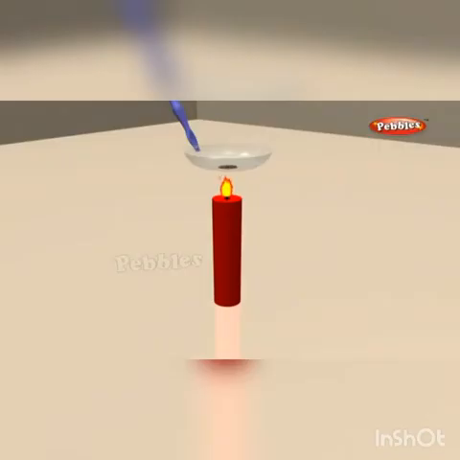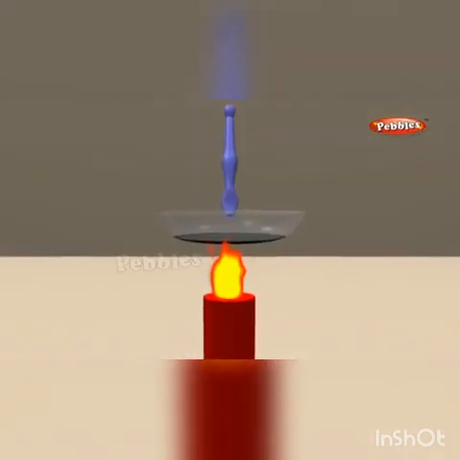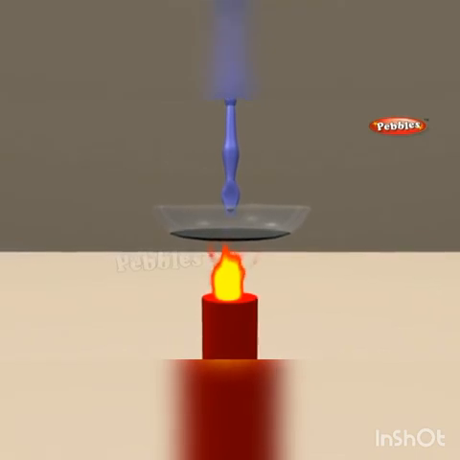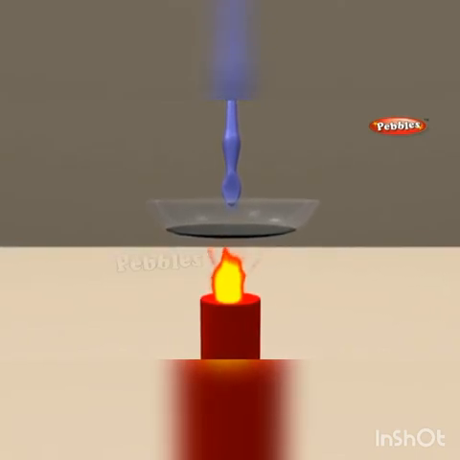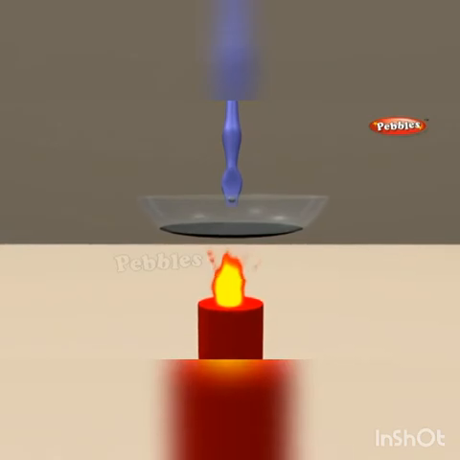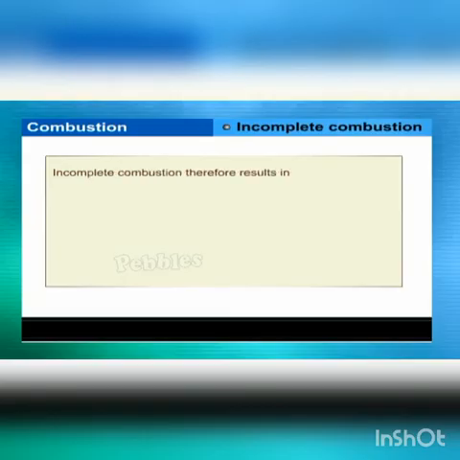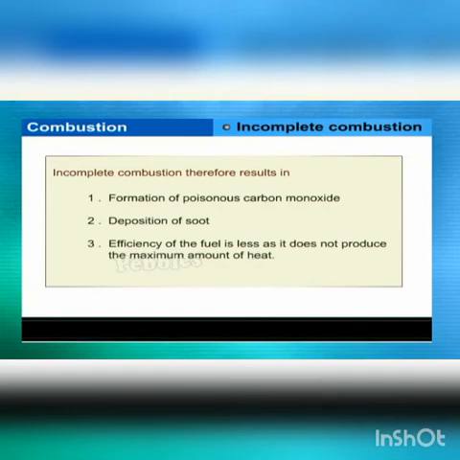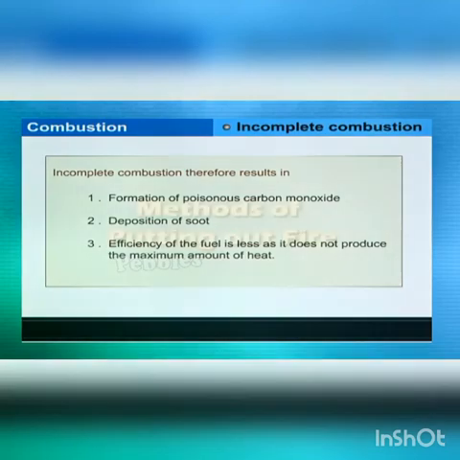Incomplete combustion. Burn a candle. Hold a china dish over it. A deposit of soot is formed. This soot is nothing but carbon, which has not undergone combustion. Incomplete combustion takes place when camphor is burned. Incomplete combustion therefore results in formation of poisonous carbon monoxide and deposition of soot. Efficiency of the fuel is less as it does not produce the maximum amount of heat.